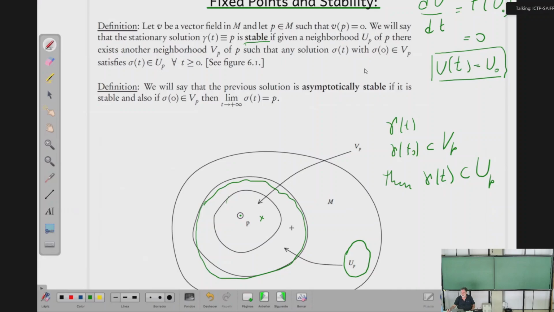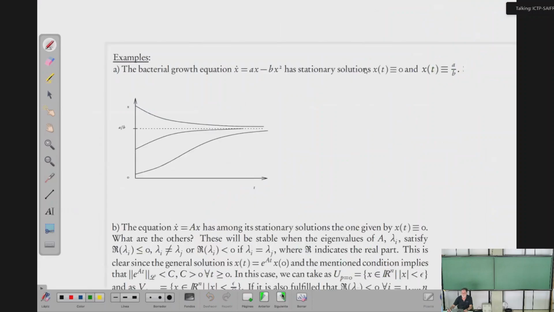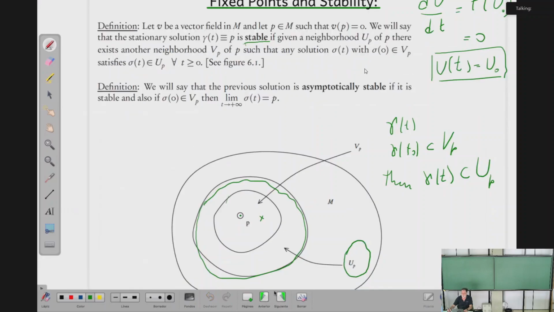Okay, this is stability. I think I had the plots somewhere here. For instance, here are their examples. But let's discuss first this other definition. And we can say that it's asymptotically stable.